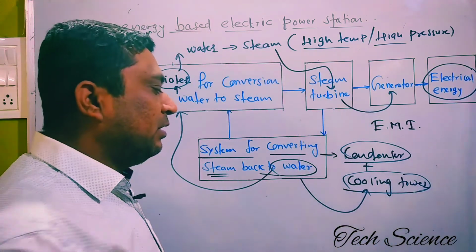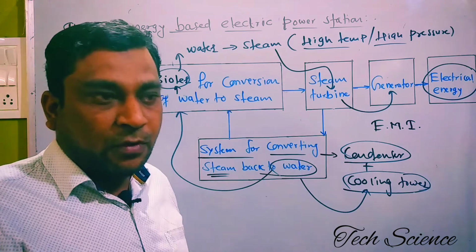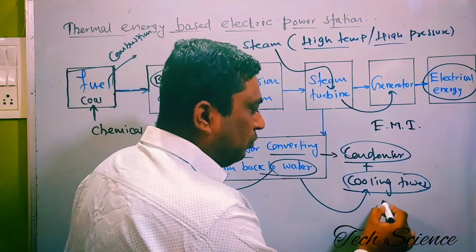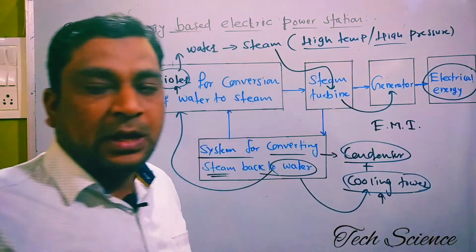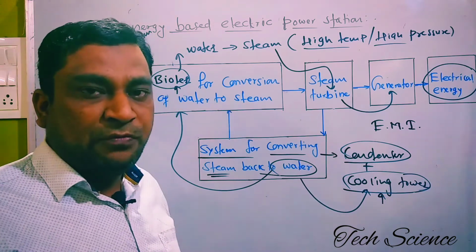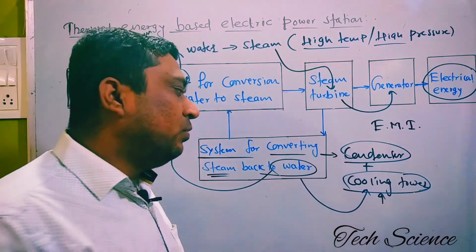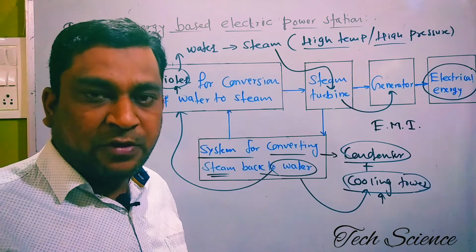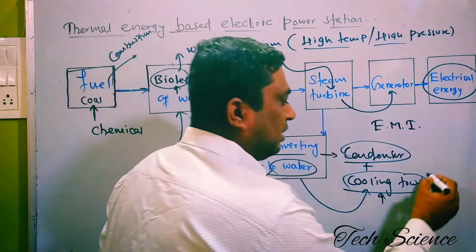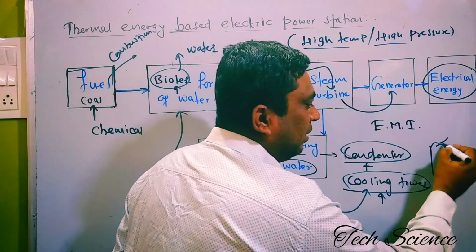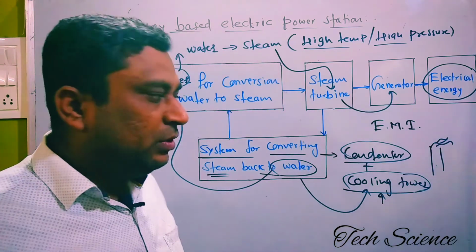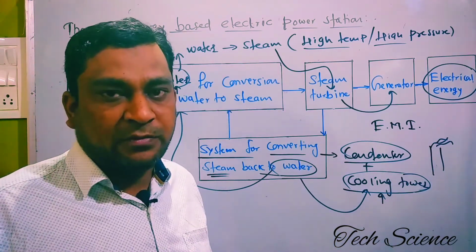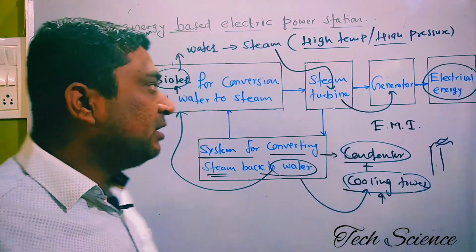That water gets converted into warm water, and that water again moves towards the cooling tower with the help of a pump. Then the cooling tower releases the heat in the form of water vapor, which is extracted with the help of the cooling tower into the air. So if you observe the diagram, you will find two kinds of tower. The first is the cooling tower, and the second is called the stack.